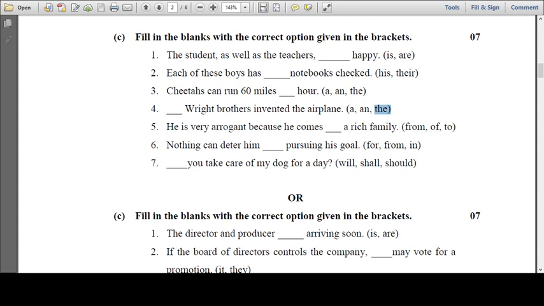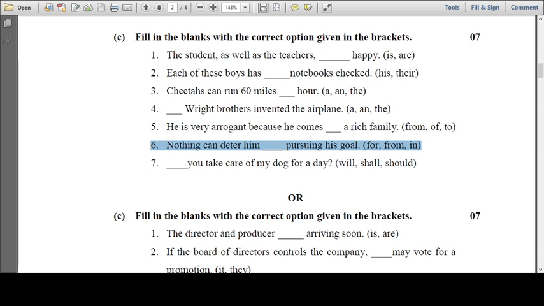Nothing can deter him dash pursuing his goal. Just a second, I'm not able to see. Yeah, nothing can deter him dash pursuing his goal. What will be the answer? From, right. Yeah, your answers are right. Nancy, Suchi, Nesargi, Mahek, from, right.